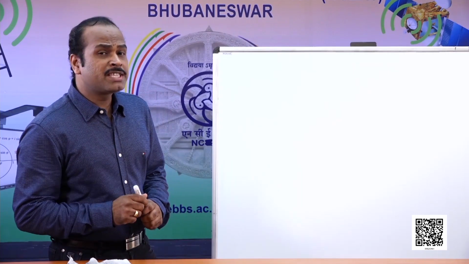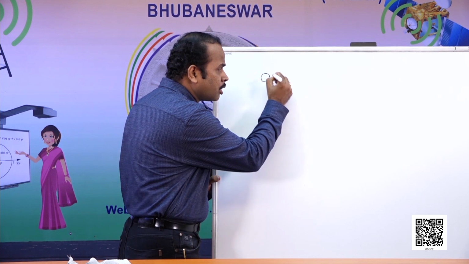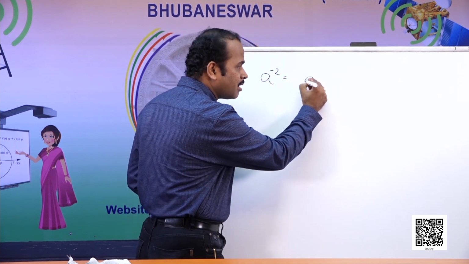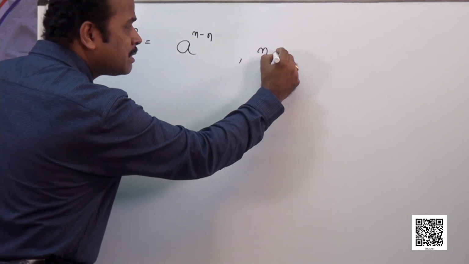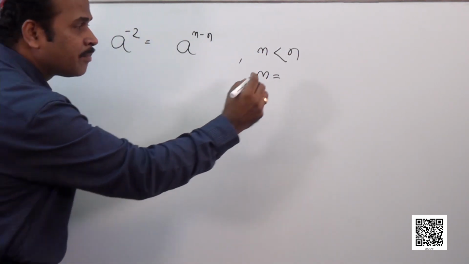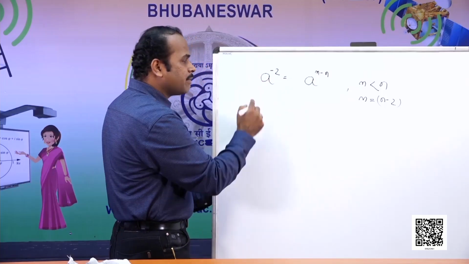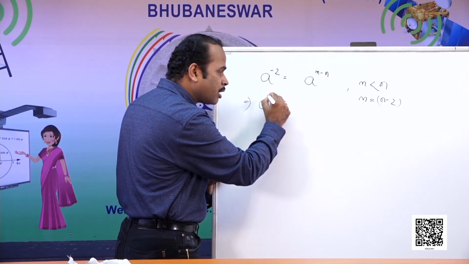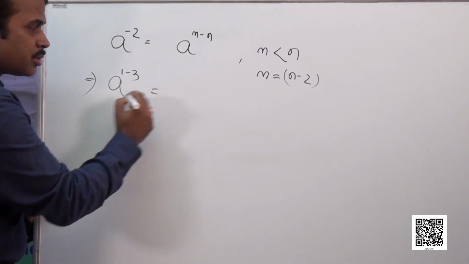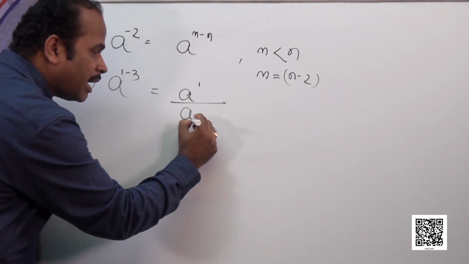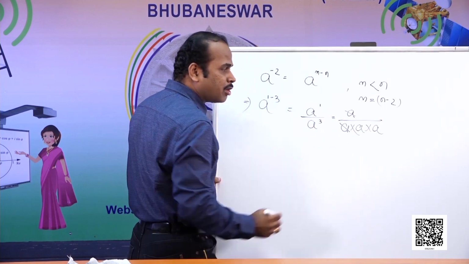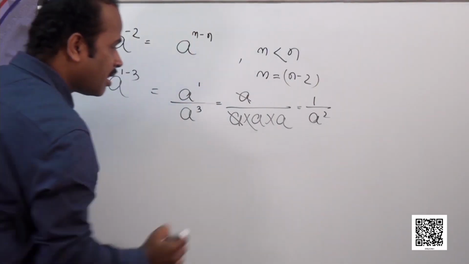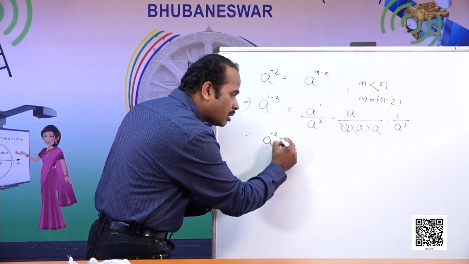So from the laws of exponents we find that a to the power minus 1 is equal to 1 by a. If I express a to the power minus 2, how will I write it? With the same formula, a to the power m minus n, I can take m must be less than n, and m I will select such that it will be less than n. So now I will select a to the power minus 2 is equal to a to the power 1 minus 3. So this I can write as a to the power 1 divided by a to the power 3. This I can write as a divided by a into a into a. Cancelling the common factors from both the numerator and denominator, I find it is 1 by a square. So finally, a to the power minus 2 is equal to 1 by a square.